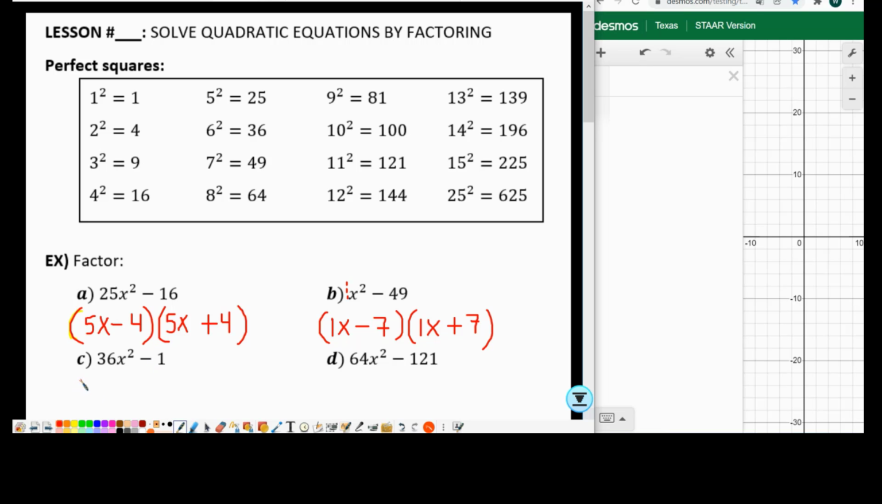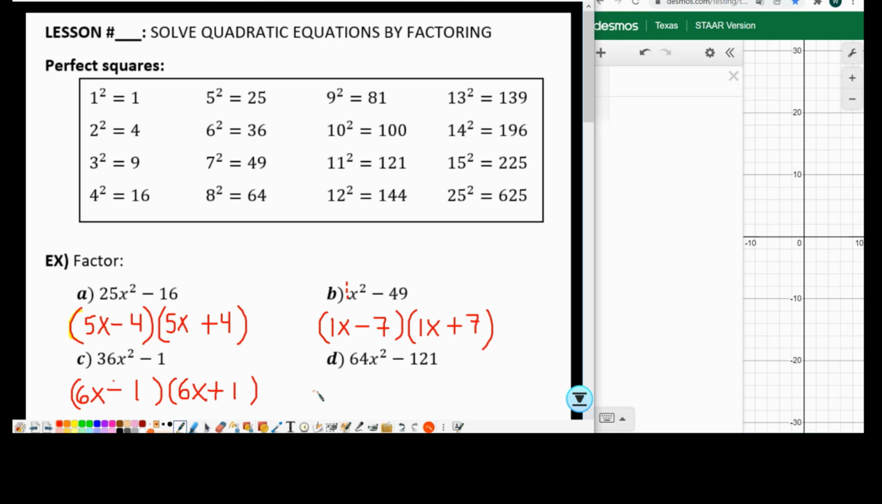Let's look at this one right here. Open two sets of parentheses. Put a positive, a negative and a positive. And then you take the square root of the first, which would be 6x, and the square root of the second, which would be 1. So this would be 6x plus 1.